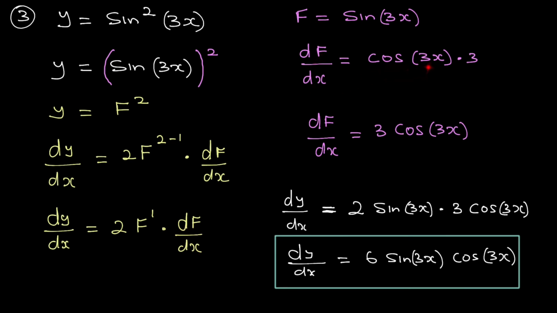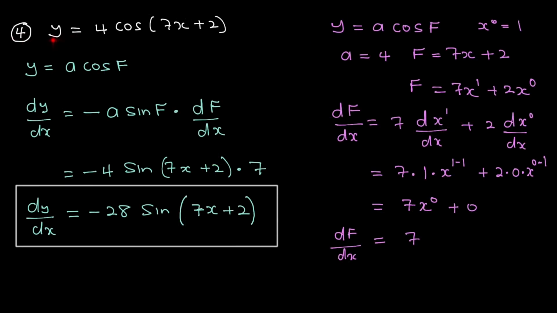You differentiate that one, which is cos 3x, and times it by the derivative of 3x, which is 3. So that's the df/dx. And so now I need to complete the dy/dx, which is 2, that's the 2 there, f, we know what f is, sine 3x, times the df/dx. The df/dx is 3 cos 3x. And 2 times 3 is 6 sine 3x cos 3x.